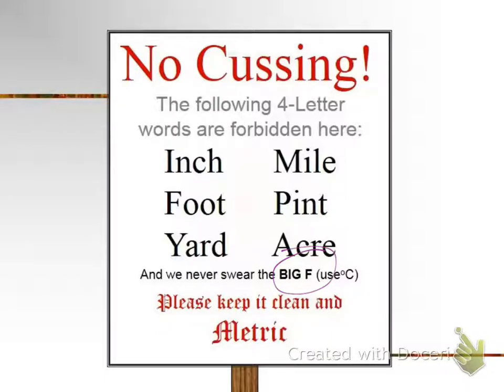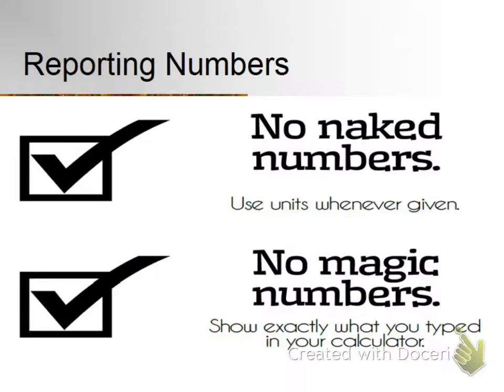Okay? Also, there is no nudity in chemistry. So all of your numbers need to have units, no naked numbers. Okay? If you tell me the answer is 25, I don't know if you mean it's 25 grams, 25 degrees, 25 centimeters. You have to put a unit on there. Without a unit, the number is meaningless.